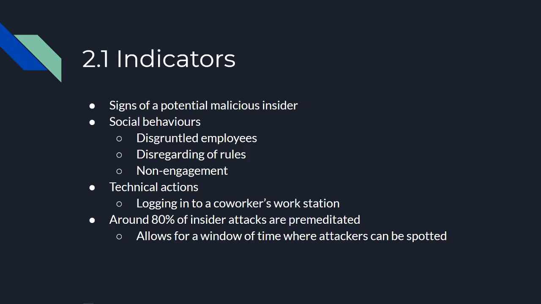So for detection, one of the most important components of insider attack detection are indicators. An indicator is a sign of a potential malicious insider. So these are things that you can look out for in employees or just insiders in general, just signs that could lead to them potentially being a malicious insider. Part of this are social behaviors to look out for. For example, if an employee is disgruntled or if they're disregarding rules or they're not engaged with their work or other coworkers, these are examples of social behavioral indicators.